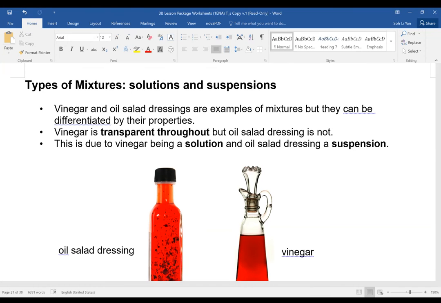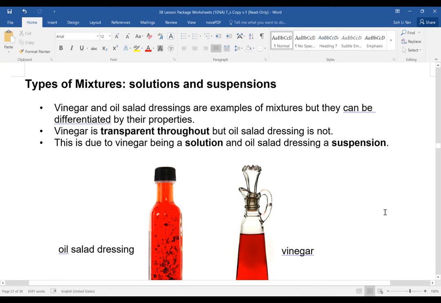Let's continue from the PowerPoint slide. So moving on to the worksheets, right? It's actually a summary of what we learned about solutions and suspensions. I just want to make sure that you can consolidate what we have learned so far about solutions and suspensions.